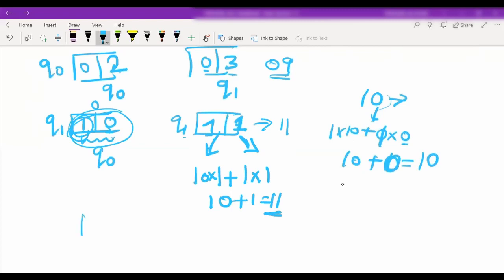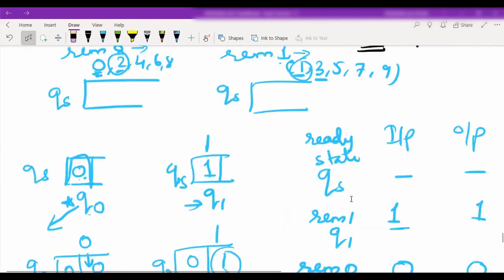Now suppose I take Q1 also, that is Q1 on 1, and what will be the next bit? Q1 with the next bit will be from the remainder 0 set.